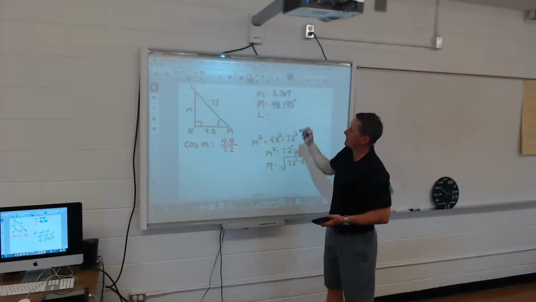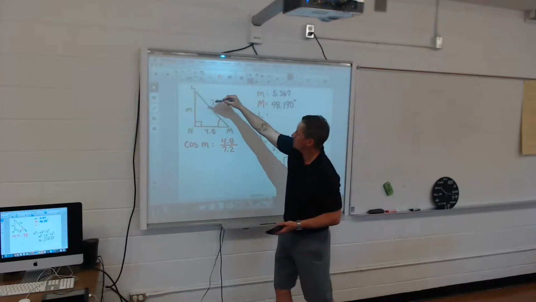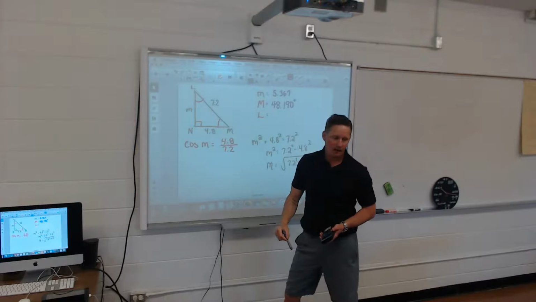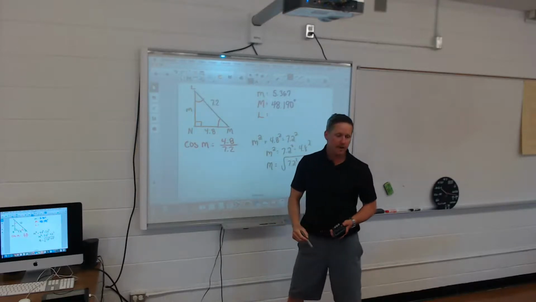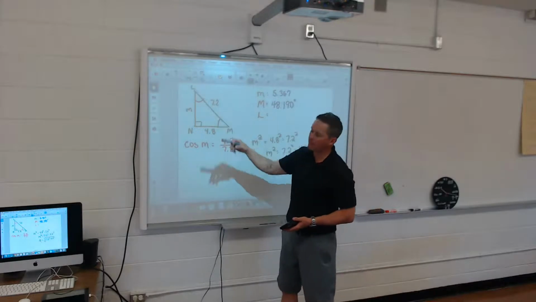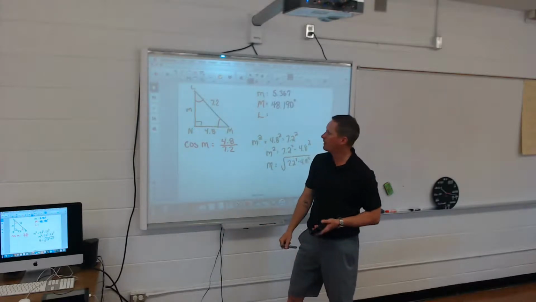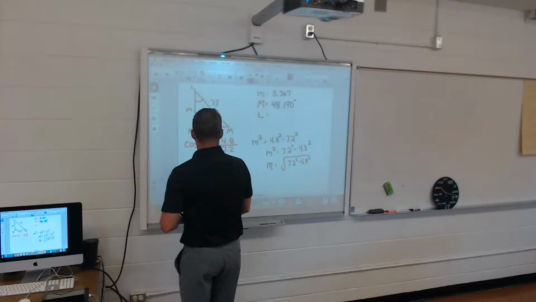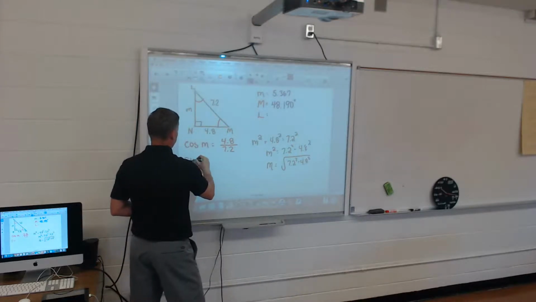I'm now going to do the same thing with L. So I'm looking at L now. Where is 4.8 in relation to L? Well, it's across from it. Where is 7.2? It's the hypotenuse. So now I'm talking about the sine of L.